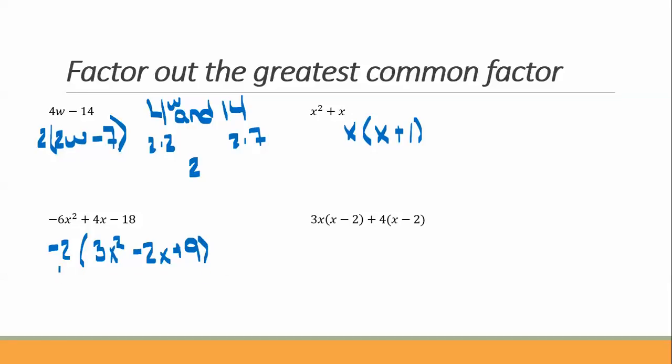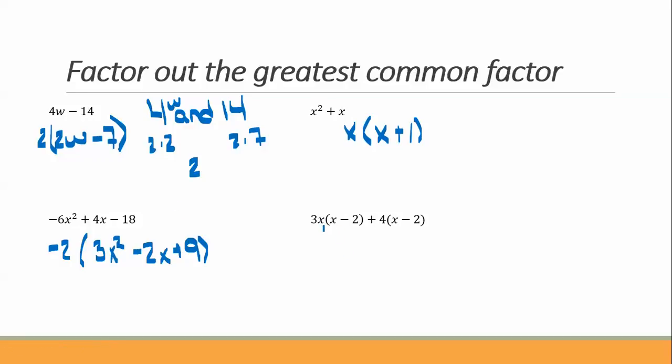So then let's double check our answer. Negative 2 times 3x squared is minus 6x squared. Negative 2 times negative 2x is positive 4x. And negative 2 times positive 9 is minus 18. So that one's good.